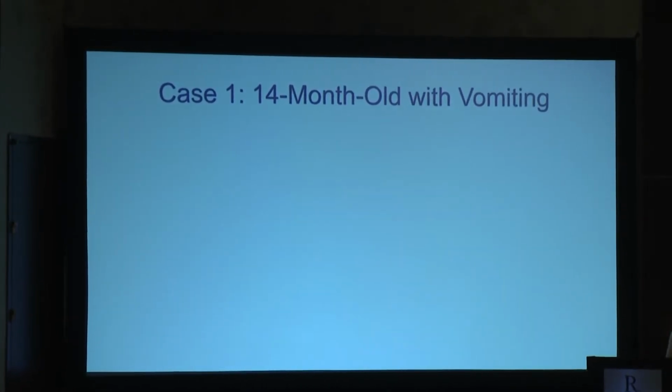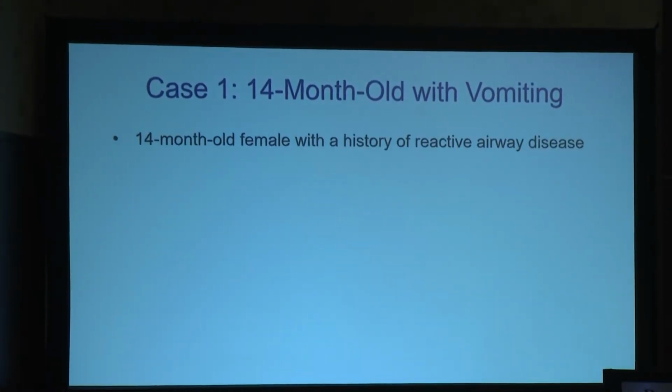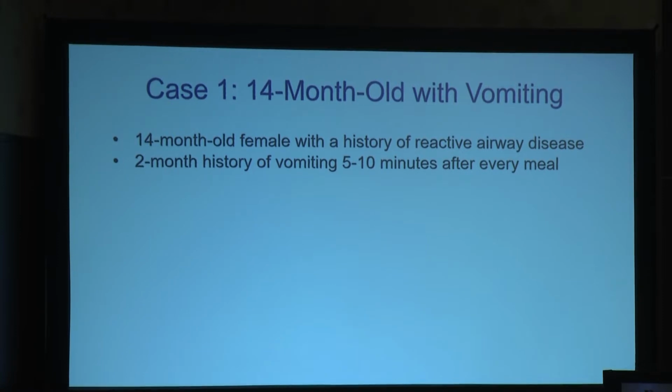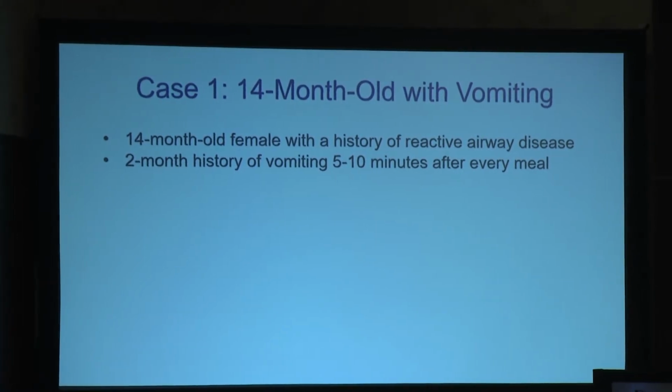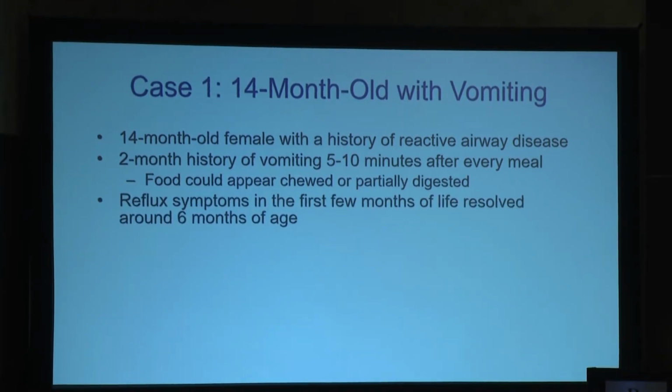I thought I'd start with two of my patients, just to give you an idea of how the different age groups can present. This was a little 14-month-old girl that I saw with a history of reactive airway disease. She came to see me with a 2-month history of vomiting a few minutes after eating. The food could be chewed, partially digested, and from a GI perspective, she had had reflux as a baby that resolved after a few months.